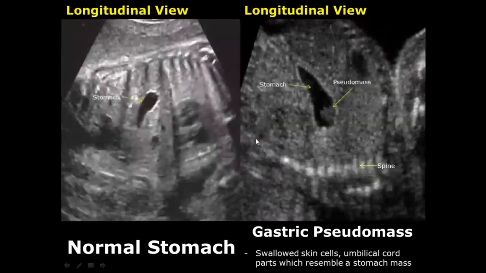Here is a longitudinal view of the stomach. It appears elongated. And here is the fetal spine. The stomach is simply fluid filled and there is no swallowed material. And over here we have the gastric pseudomass which we see in longitudinal view due to swallowed materials such as skin cells or blood or parts of the umbilical cord. And here is the fetal spine.